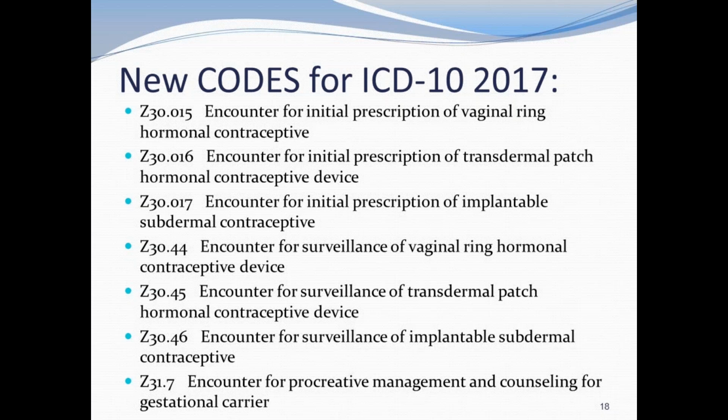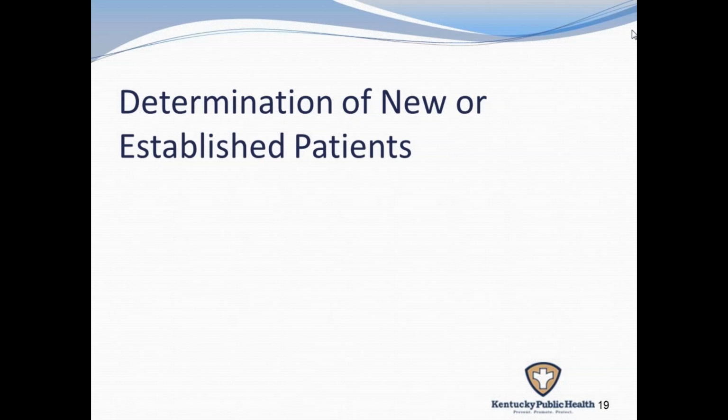And then we also have the patch there. We also have initial prescription for implantable, which you all know what that is. And then your vaginal ring, hormonal contraceptive device. There's all kinds of stuff that you can look into on this. So, like I said, we'll go over that list that I sent out. I want you all to look over that and make sure that those are on your new list that you're currently using. All right, so, determination of new or established patients. We'll go into that.